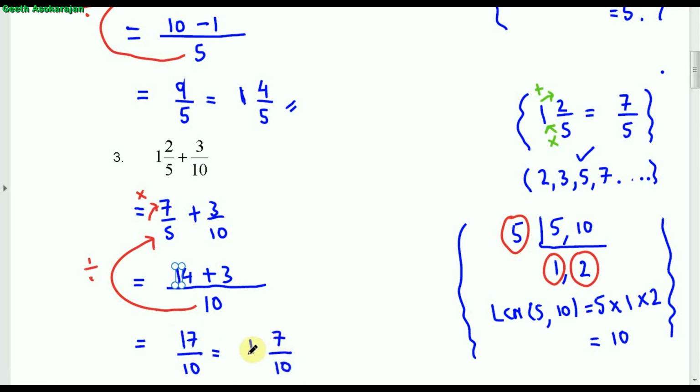Okay, so remember 10 times 1. So let me put that in the corner. 10 times 1 is 10. So 10 goes into 17 once. And the difference between that 10 and the 17 is 7. So 17 over 10 is the same as 1 and 7/10.